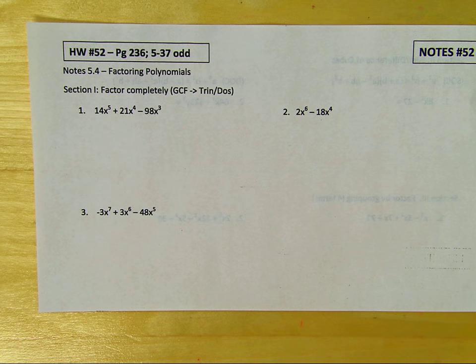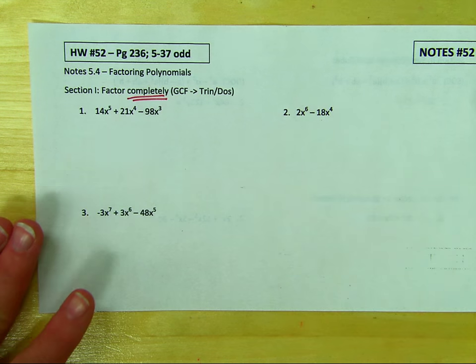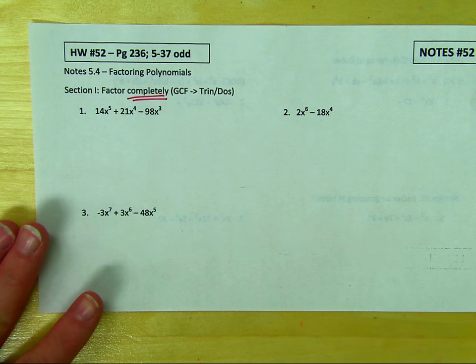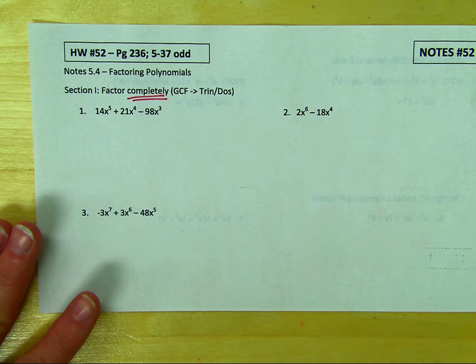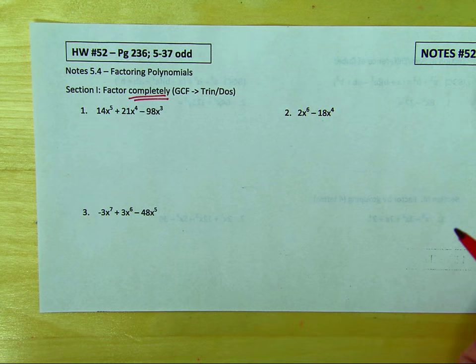So we're going to be looking at factoring, okay? The key phrase when factoring polynomials is that you're going to be factoring completely. Always check to make sure if you're done or not, if you can do anything more. Remember, these are all the factorings that we already know how to do.